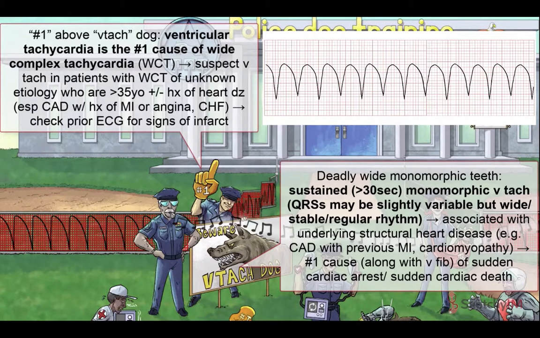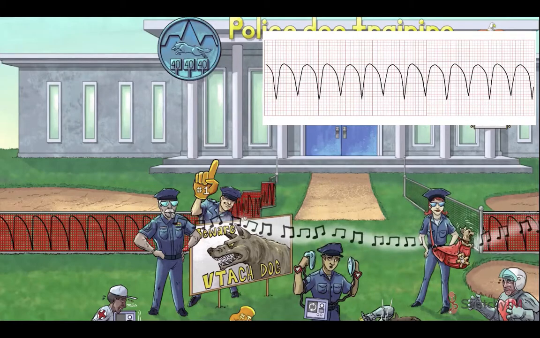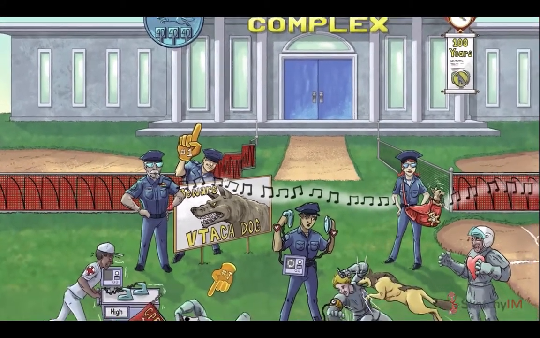The term sustained monomorphic ventricular tachycardia means that the QRS complexes are fairly monotonous in appearance and, well, sustained, i.e., it lasts over 30 seconds. Just take a look at the QRS complexes incorporated into the fence. There can be slight variation, but the QRS complexes are otherwise wide and pretty stable.